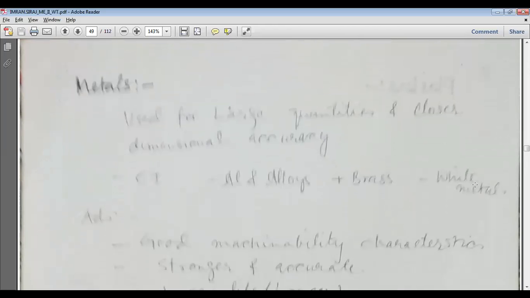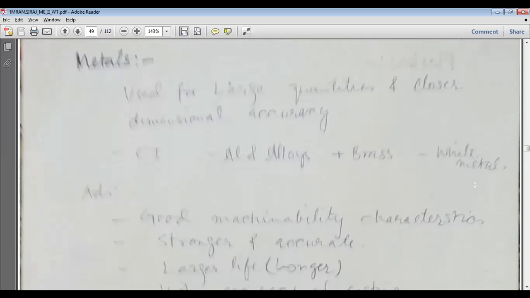Basically three or four metals are normally used: cast iron, aluminum and aluminum alloys, brass and white metal. These four metals are normally used for making patterns. Then the advantages are good machinability, characterization.